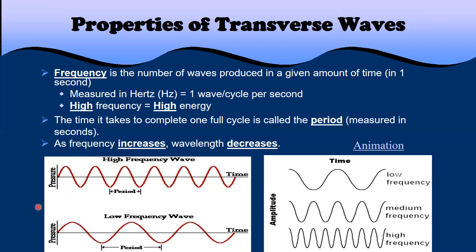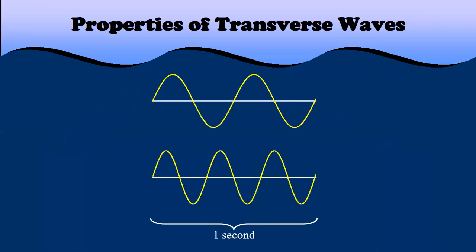Okay, let me get my pointer back. All right, if we say that this line, this rest position here, is 1 second, look at how many waves are in that 1 second period. That period is 1 second. Which one of these would have a higher frequency? You're right, this bottom one, because the wavelengths are shorter. Look at the wavelengths up here, this long wavelength, so the frequency is a lot lower.